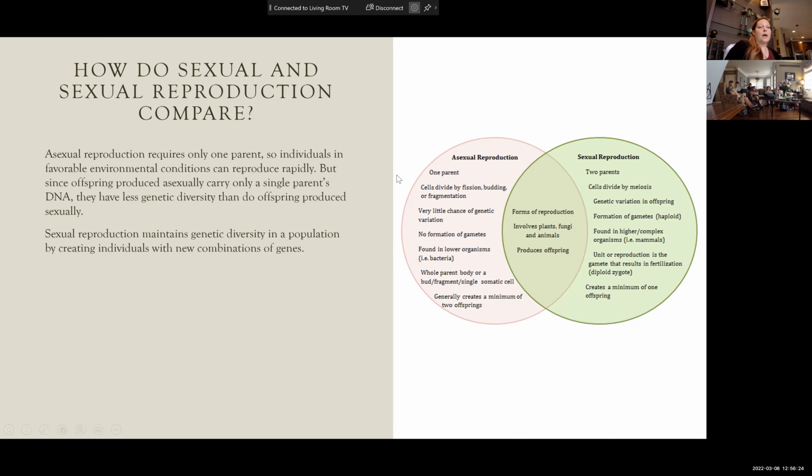So how does sexual and asexual reproduction compare? So here's your Venn diagram. You have sexual up there. Asexual. Sexual and, oh, look at that. Oh, good. You caught one. All right.